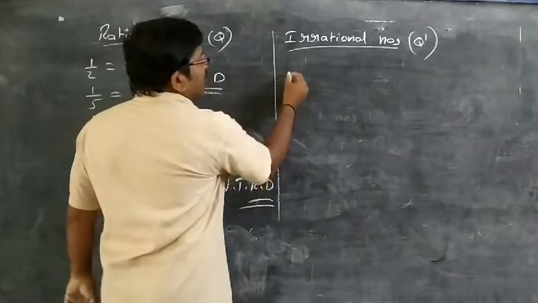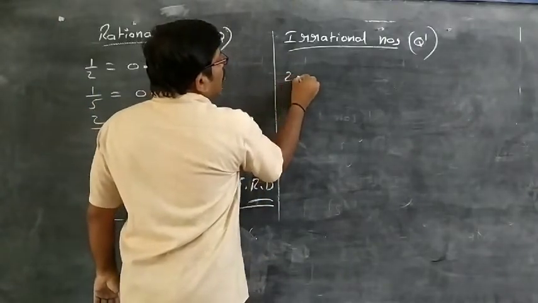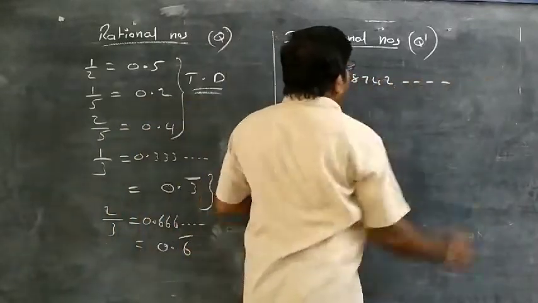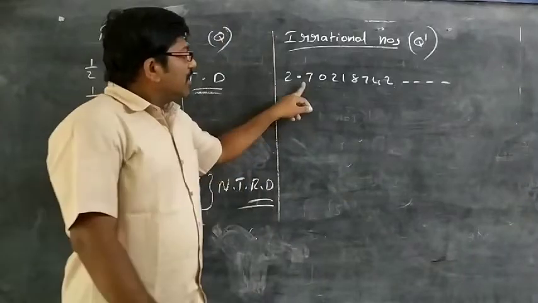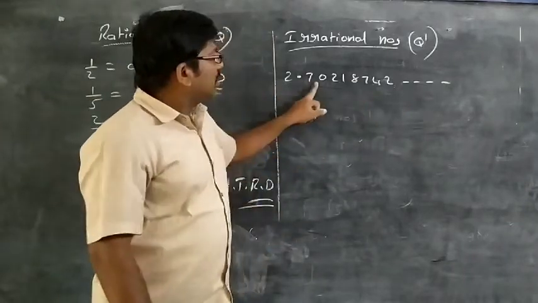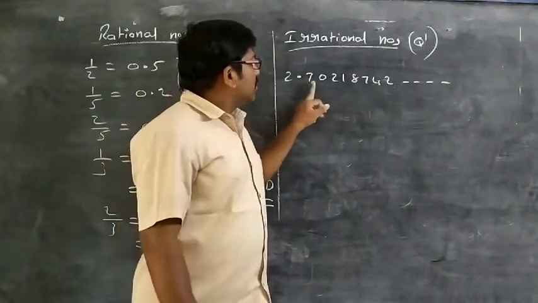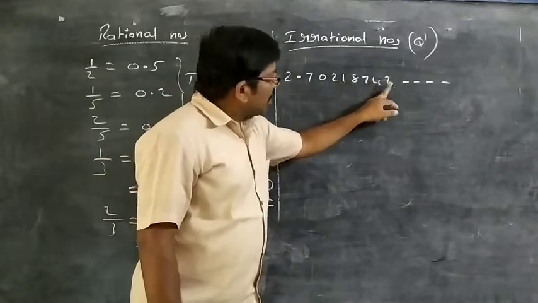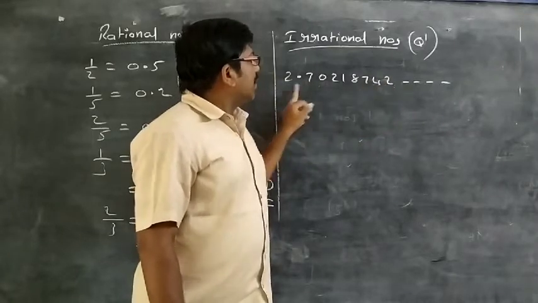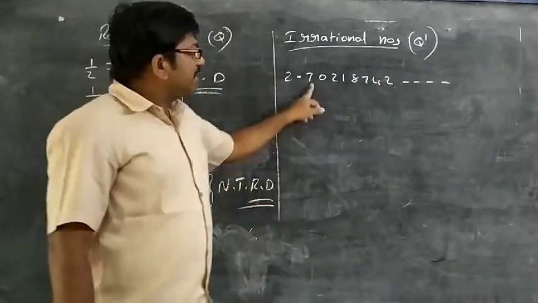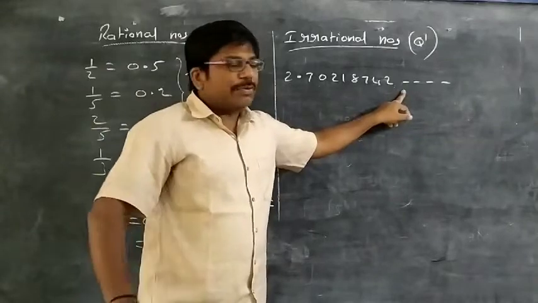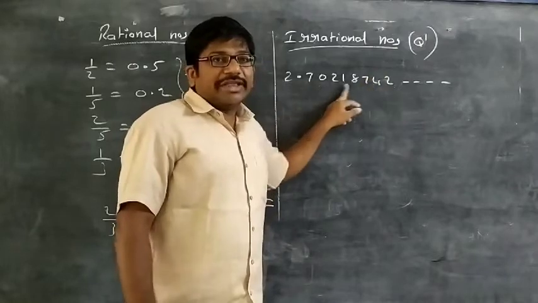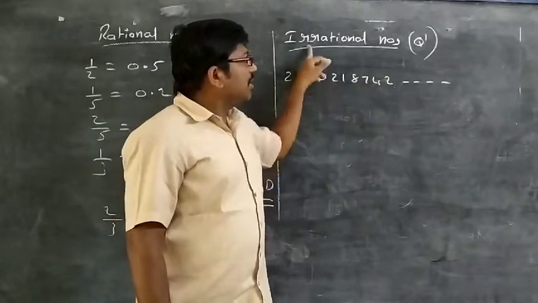For example, 2.70218742 and so on. By observing this decimal, it does not stop and there is no repeated number. 702, after 2 comes 1, then 8 7 4, again 2 comes, 4 after 2. Like this, it is non-terminating and non-repeating. So it is irregular, going on irregularly, so it is called an irrational number.